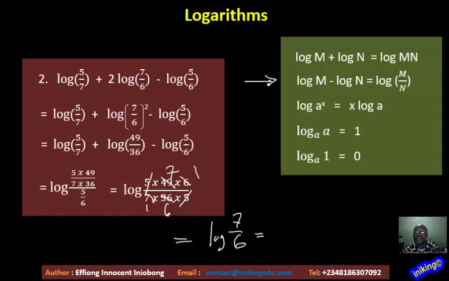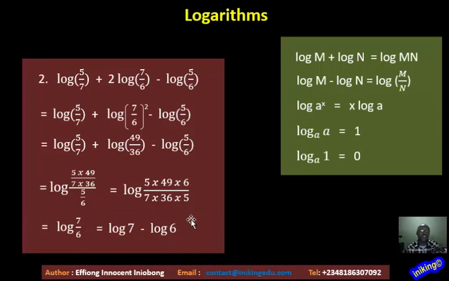Applying this rule, we can move from right to left and write our log 7 over 6 as log of 7 minus the log of 6. Still the same thing. And that's it there. So that's the final simplified form of the expression log of 5 over 7 plus 2 log 7 over 6 minus log of 5 over 6.